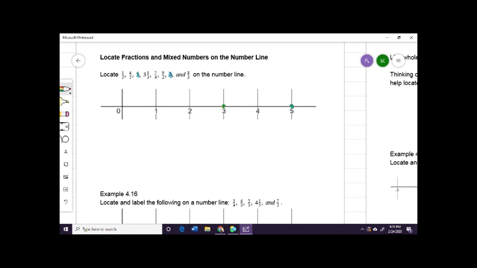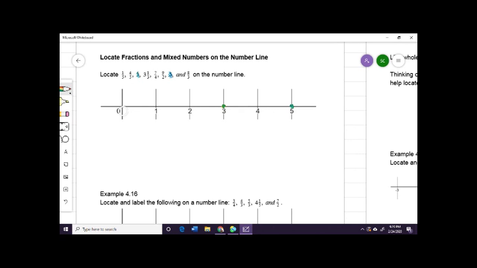So let's go ahead and start with these bottom ones, these lower ones. We have 1/5 and 4/5. So these are the only proper fractions here. Proper fractions are all less than 1, so we know that they're going to be between 0 and 1. Notice they have the same denominator. That makes it a little easy. So they are both fifths, 1/5 and 4/5.